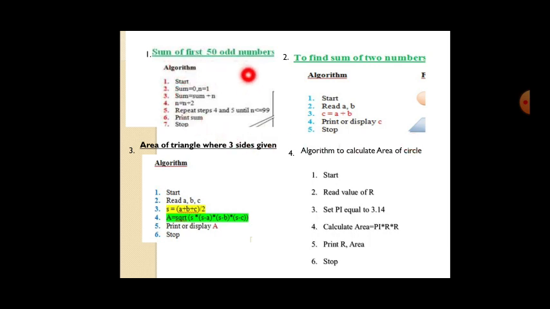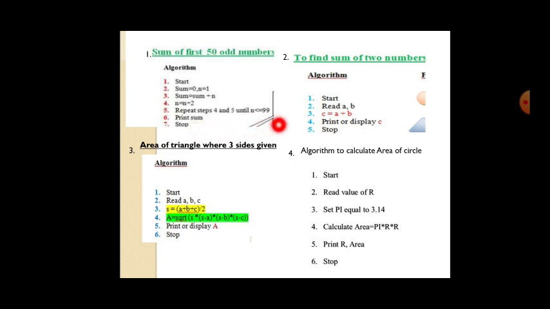First is sum of the first 50 odd numbers. Sum is equal to 0, n is equal to 1, sum is equal to sum plus n, n is equal to n plus 2. We have asked for the first 50 odd numbers. So we have to make sum 0 first and n is equal to 1 because we need 1, 3, 5, 7. So just a repetition, n is equal to n plus 2. Repeat steps 4 and 5 until n is less than or equal to 99. Okay, we want only 50 odd numbers.